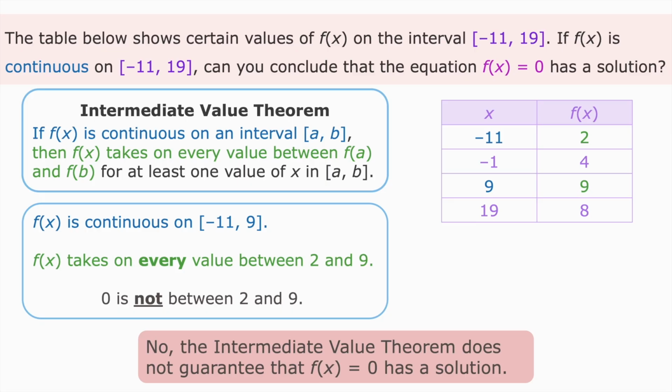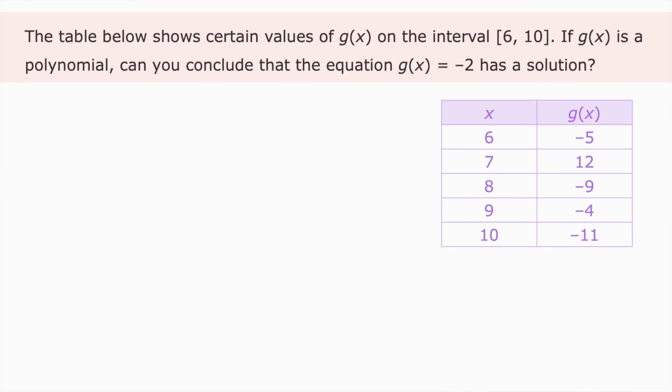Let's try one more together. The table shows certain values of g of x on the interval from 6 to 10. g of x is a polynomial, which we know means it is continuous for all values of x, and we want to see if g of x equals negative 2 has a solution. We see that g of 10 is negative 11, which is the lowest output, and g of 7 is 12, which is the highest output in the table.